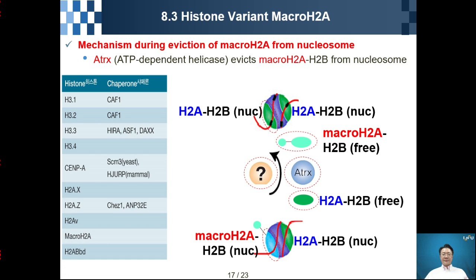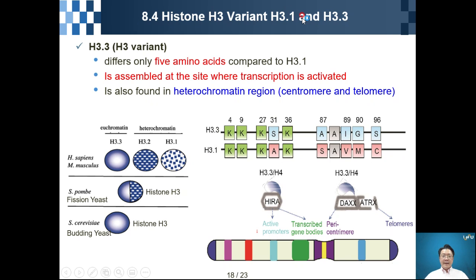Okay. So in this slide, I will explain the fourth subject, histone H3 variants, H3.1 and H3.3. Okay, let me explain histone H3 first. So in budding yeast, there is only one form that exists. We call it histone H3. So usually in budding yeast, histone H3 is found in the nucleosome, which is located in the euchromatin region.